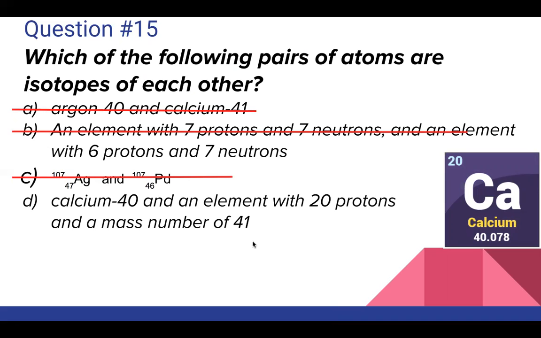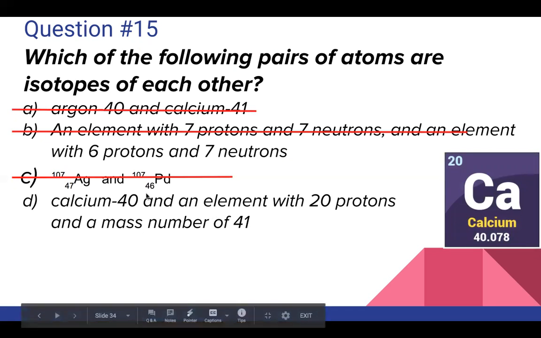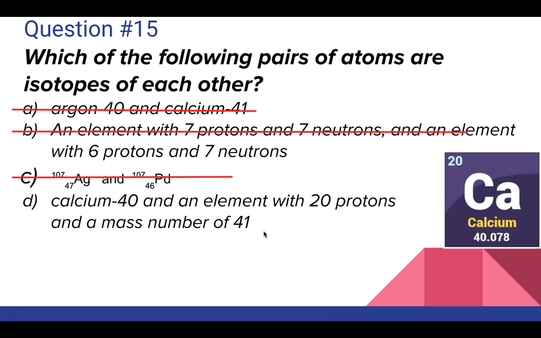There was a typo on your quiz where it said mass number of 40, which means they would have been basically the same isotopes of each other. So that was a typo. The mass number should have been different. I think on the quiz it was left as 40. So hopefully that didn't confuse you. But if you have different mass numbers but the same number of protons, those are going to be isotopes of each other. So I hope you found this review helpful.